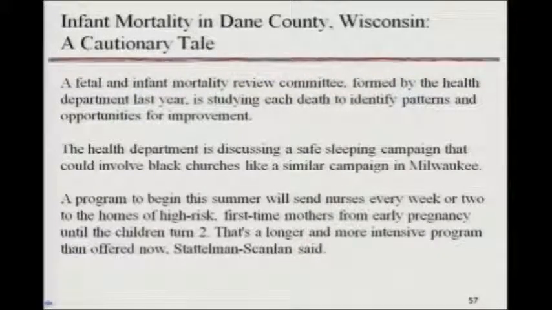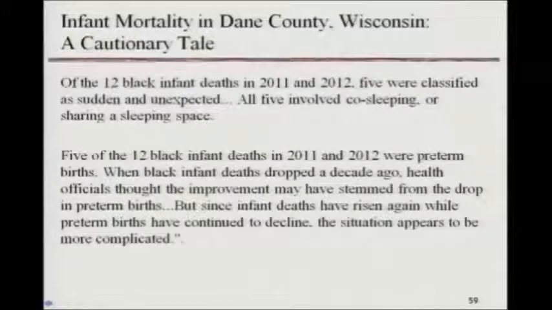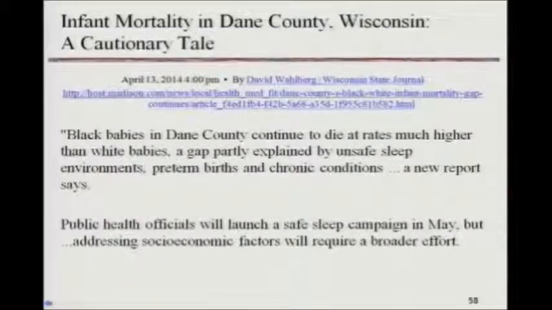But to answer your question, there's so much more intensive work going on, thinking about safe sleep. This was a couple years ago, I think. And then this is the more updated one, I just keep looking for the most updated news reports. I think we're getting to the close. Public health officials will launch a safe sleep campaign in May. Addressing socioeconomic factors will require a broader effort.